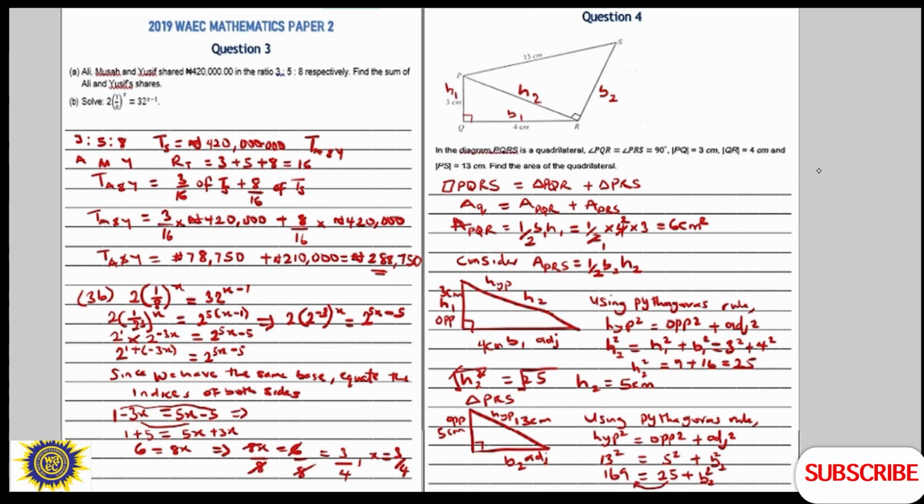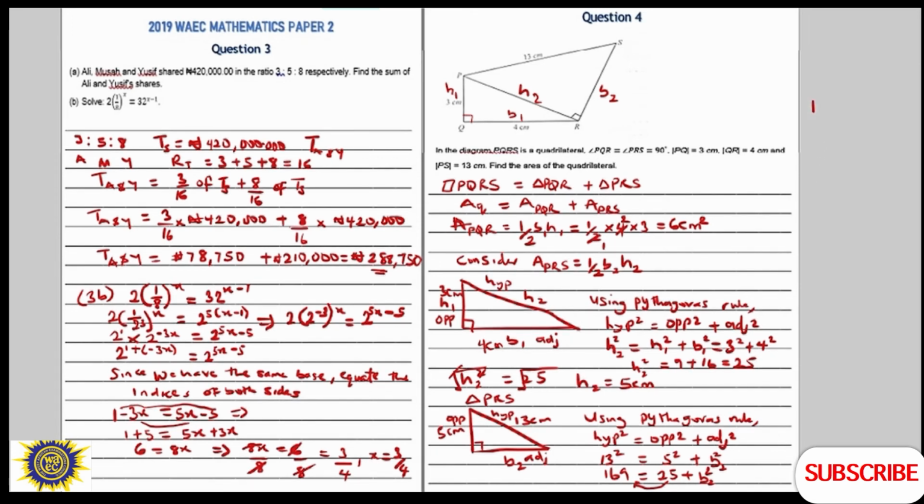So we can now collect the like terms, take this one to the other side. We have 169 minus 25 to give us B2 square. So that is 169 minus 25 is 144 equal to B2 square. So taking square root of both sides now, we have B2 equal to, because this will cancel this, square root of 144, which is 12 centimeter. So I have successfully calculated the B2.